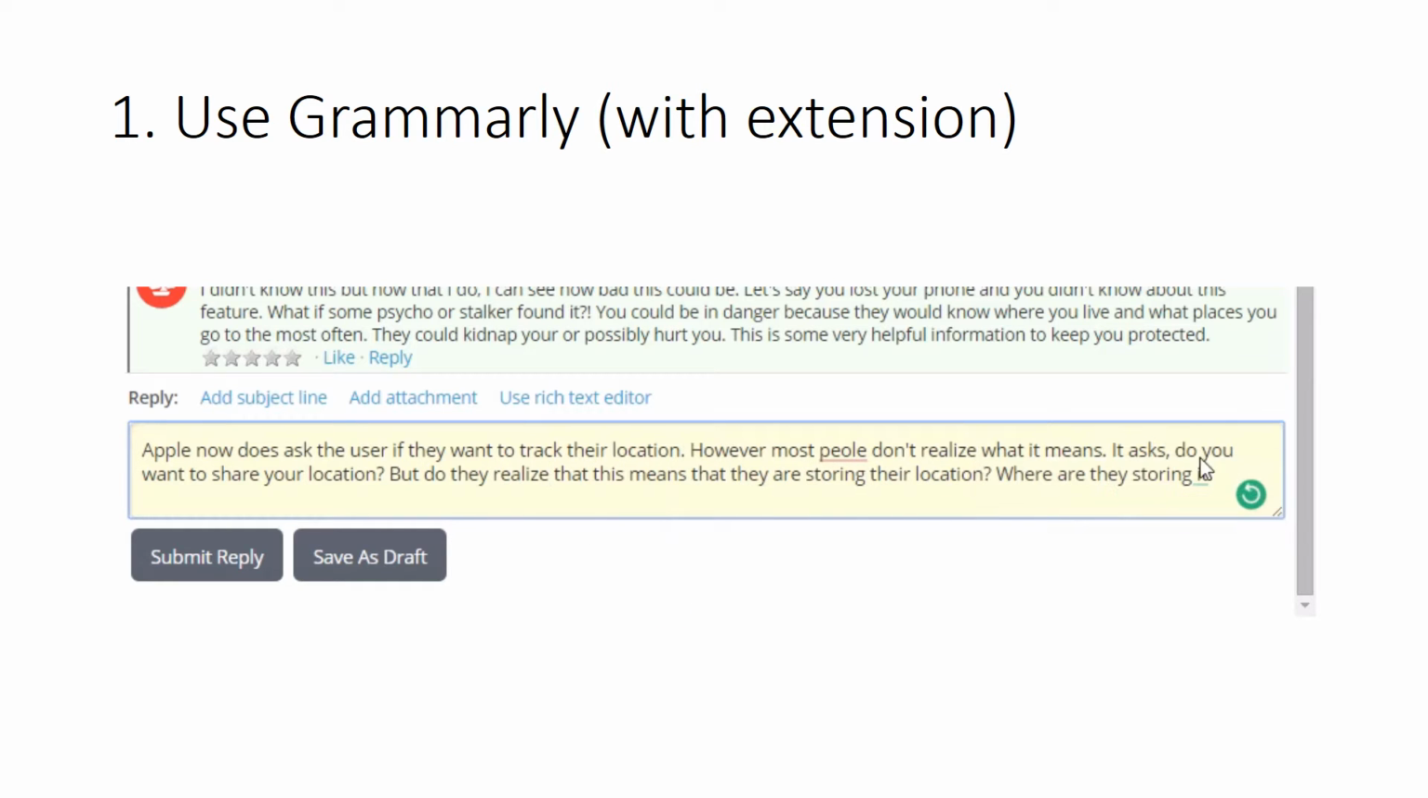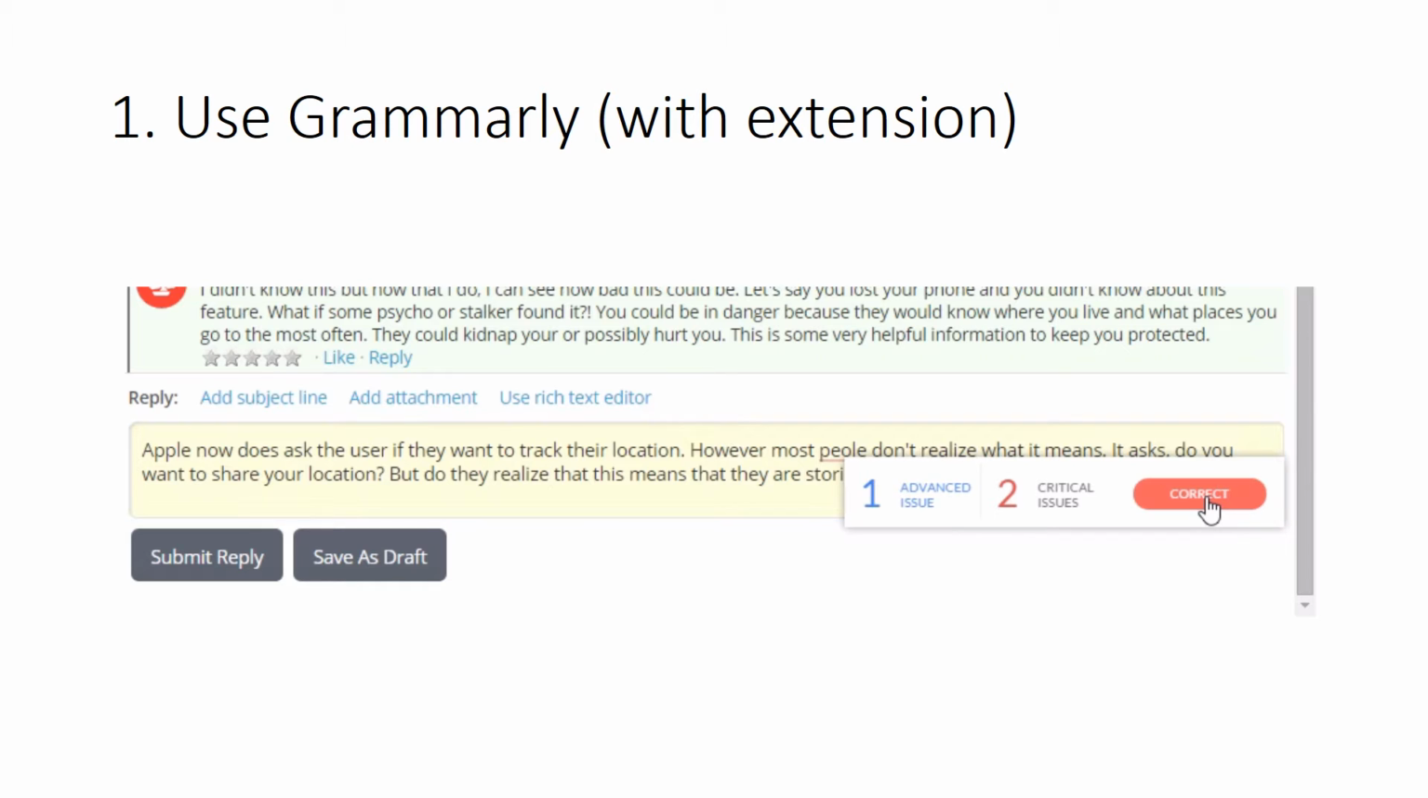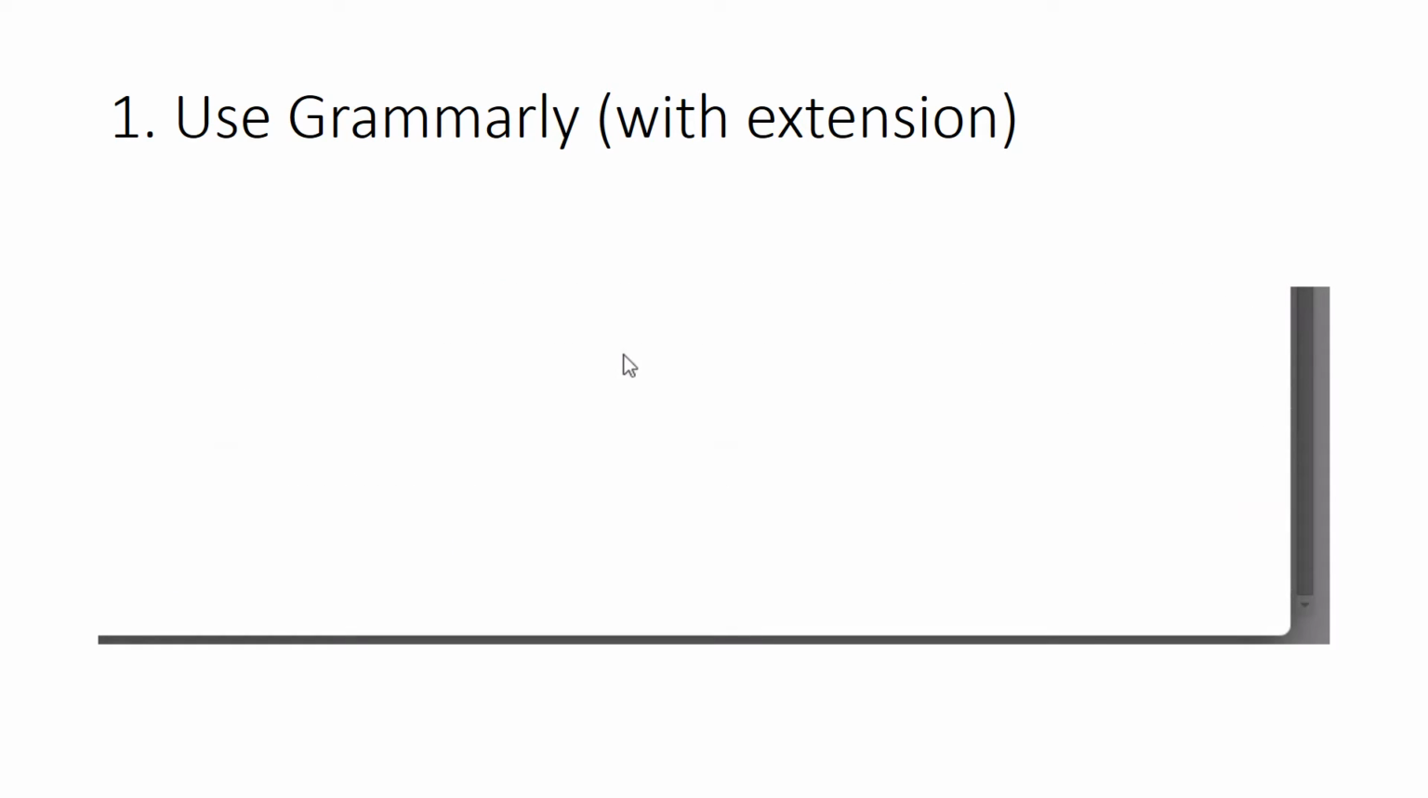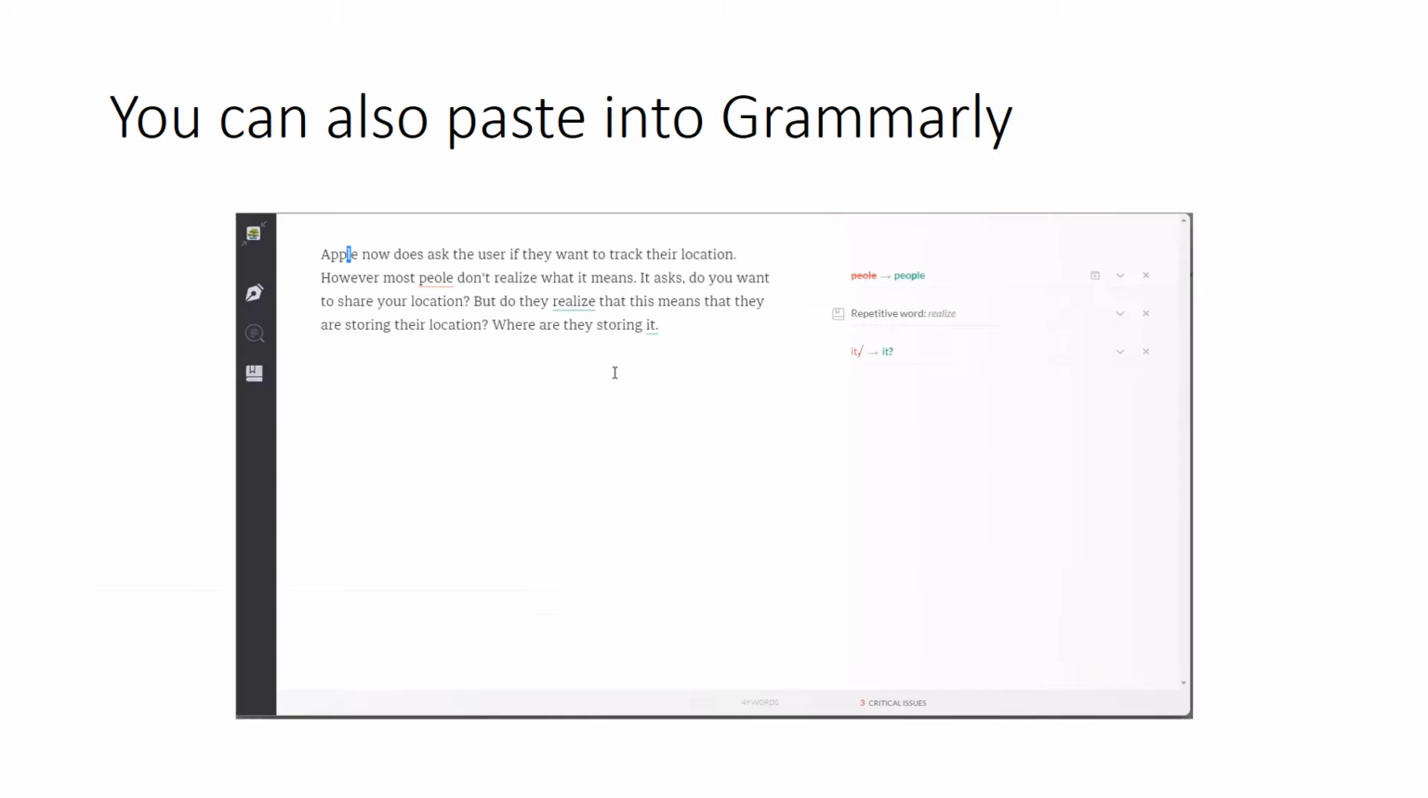But you can see in the bottom right hand side, it says I need to correct this, and then it'll open up a full Grammarly screen. So now I'm in Grammarly and it's telling me the errors that I need to fix. So this is most people, it needs to be people. I just click that. Oh, it found a comma issue. I can click that.